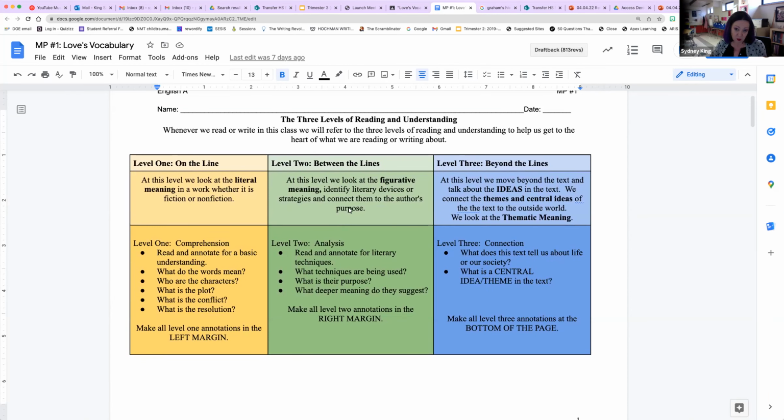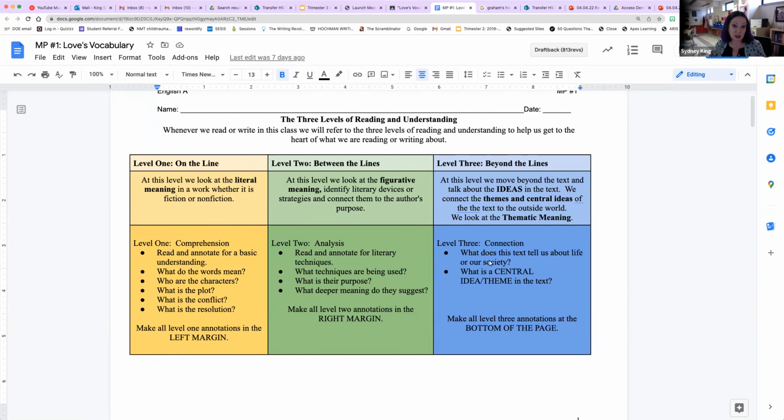The second time you read it through, you'll be looking for the figurative meaning. That means like the literary devices or the strategies that the author is using, and annotate looking for similes, metaphors, things like that. What techniques are being used? How does she use examples, right? So you'll be looking for the deeper meaning between the lines.